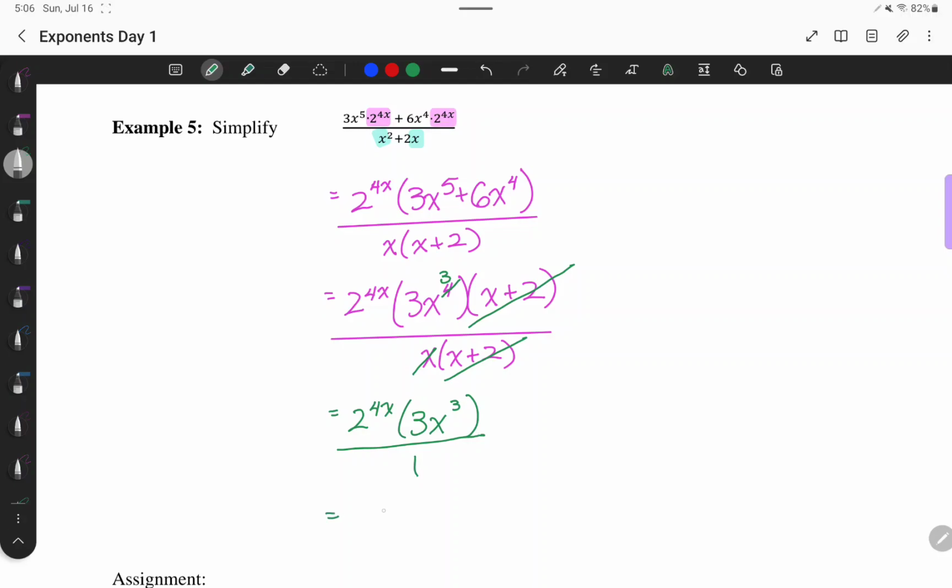So our final answer at this point is 2 to the power of 4x times 3x cubed. And it may be tempting to now try and use some kind of an exponent law, but notice again we have different bases. There's not much else we can do to combine. We can't even multiply our constants because one of them is being raised to a power. So this is actually our final answer and as simplified as we can get it.